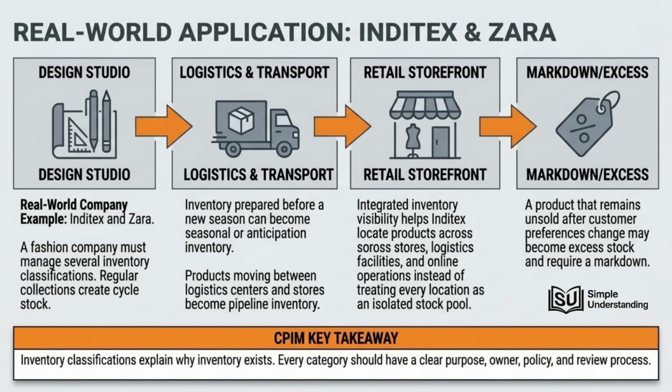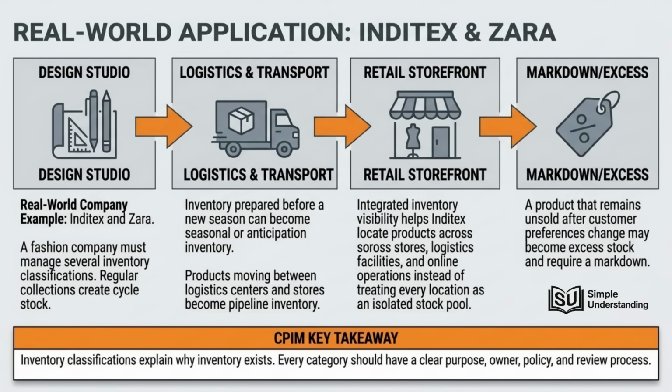Inventory prepared before a new season can become seasonal or anticipation inventory. Products moving between logistics centers and stores become pipeline inventory. A product that remains unsold after customer preferences change may become excess stock and require a markdown. Integrated inventory visibility helps Inditex locate products across stores, logistics facilities, and online operations instead of treating every location as an isolated stock pool. CPIM key takeaway.